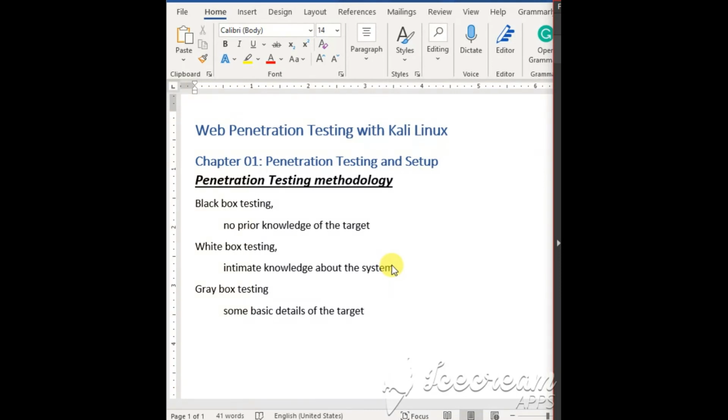Okay, then we have gray box testing. It falls in between black and white box testing. It is when the client or a system owner agrees that some unknown information will eventually be discovered during a reconnaissance or footprinting phase, but allows the pen tester to skip this part. So the pen tester is provided with some basic details of the target, however, internal workings and some other privileged information is still kept from the pen tester.